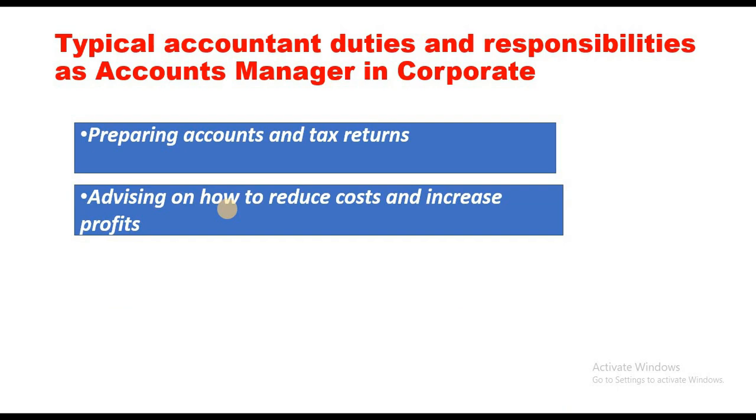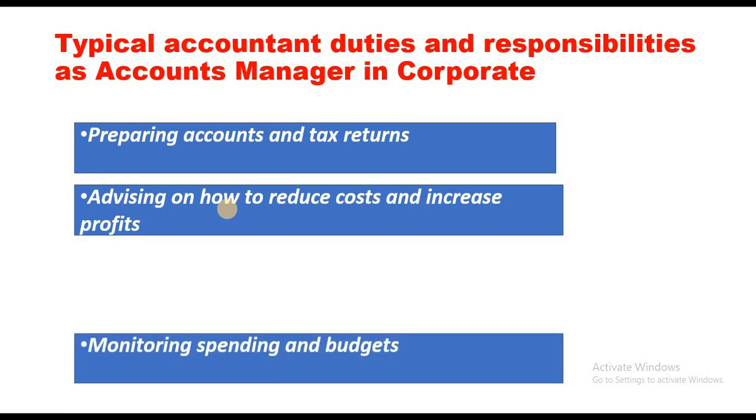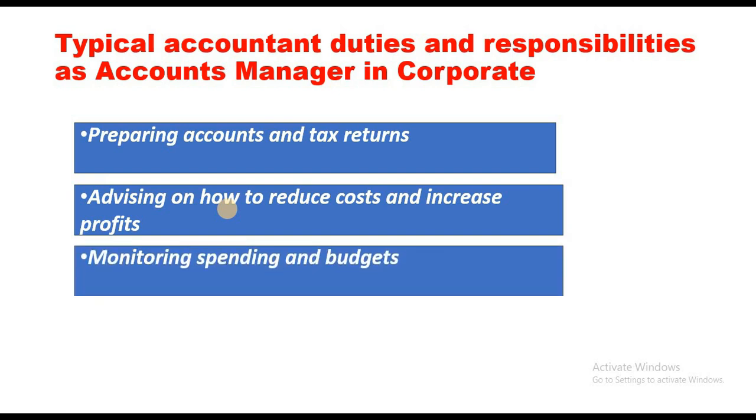The main objective of the business is to earn profit, so the accountant plays a very crucial role in finding out ways so that the profit of the company can be increased. Monitoring spending and budget. The accountant also prepares budgets so that we can monitor properly whether we are spending according to the budget and what the reasons are that we are spending so much.